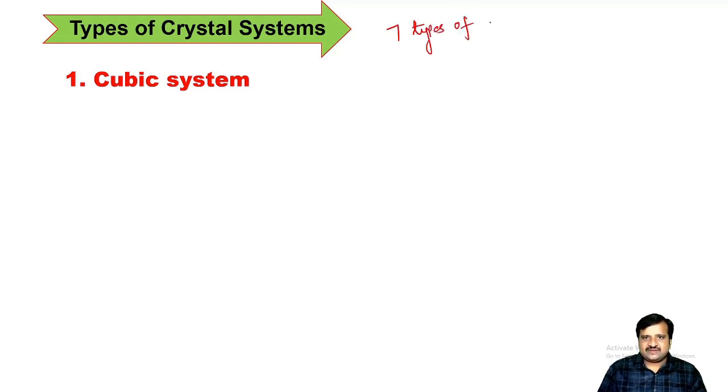Next one is types of crystal systems. So from the four types of unit cells, there are seven types of crystal systems. Seven types of crystal systems are formed by the four types of unit cells. The first one is the cubic system.